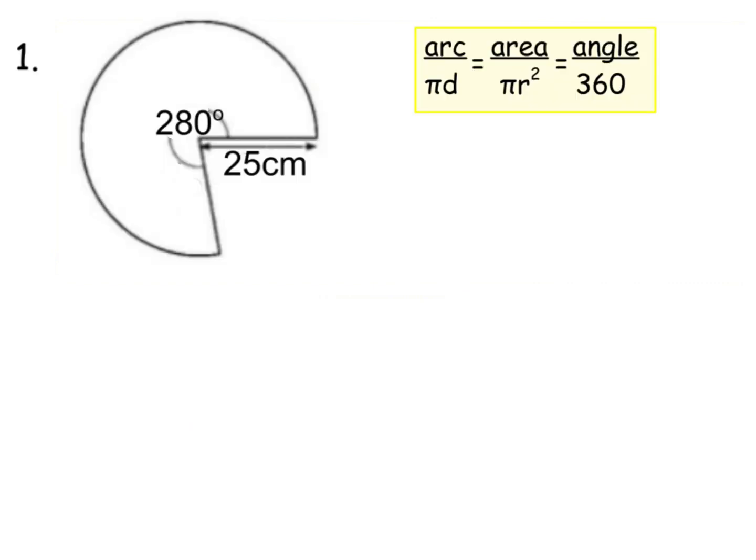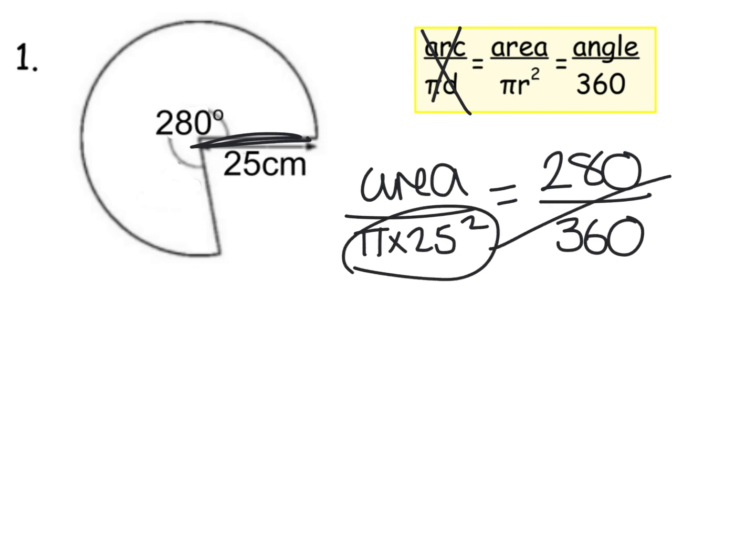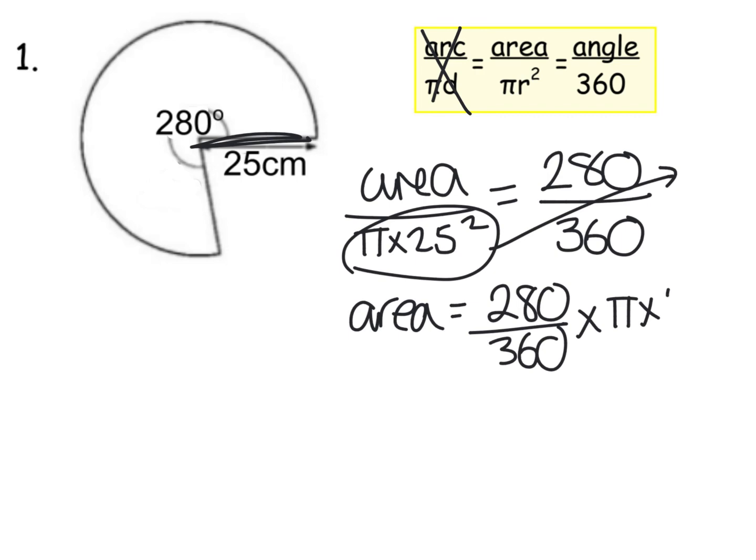So here's my first question. I am looking for the area of this sector, so I'm not using the arc part of the formula today. So I'm going to write area equals, my angle is 280, my pi r squared, well this is my radius of 25, so I've got pi times 25 squared under the area, and I have 360 under my angle. But like in sine rule, you want rid of this thing down here, so it cross multiplies and comes over to the other side. So we have area equals 280 over 360 times pi times 25 squared.